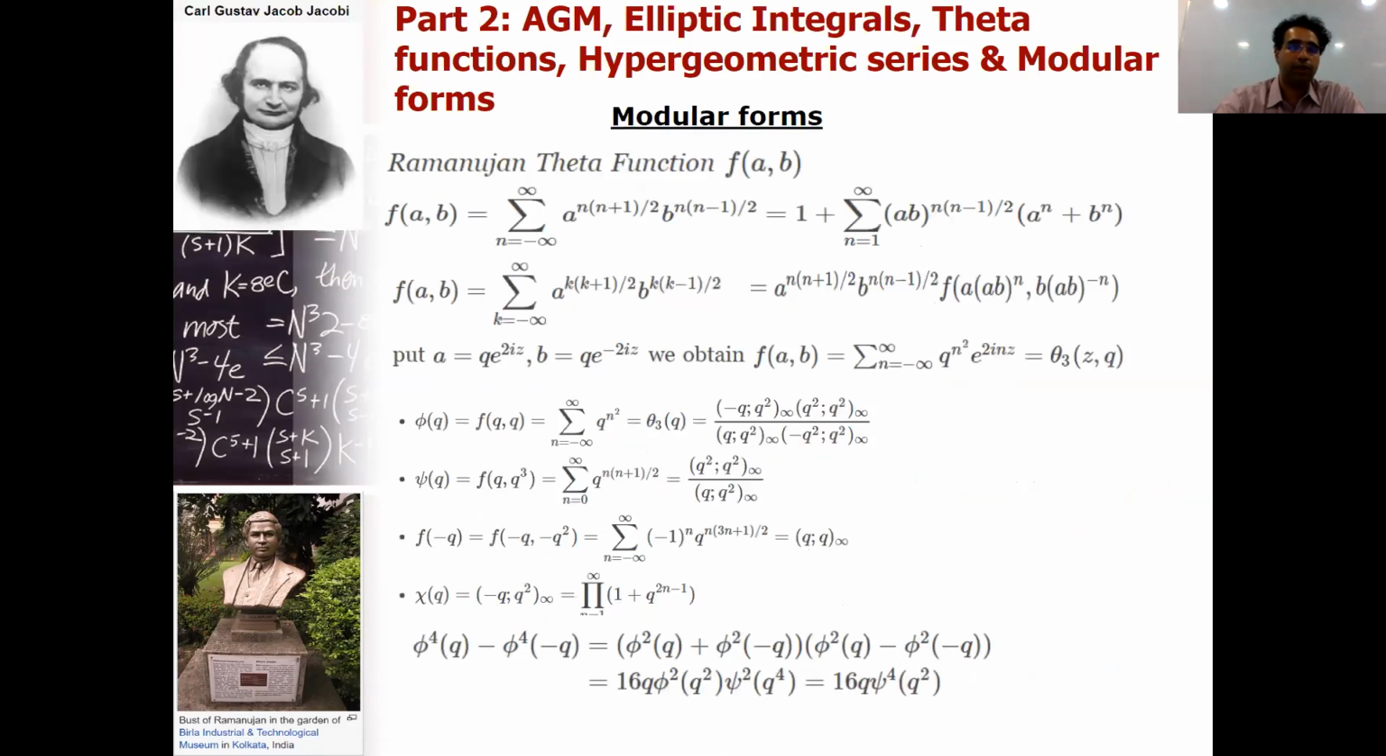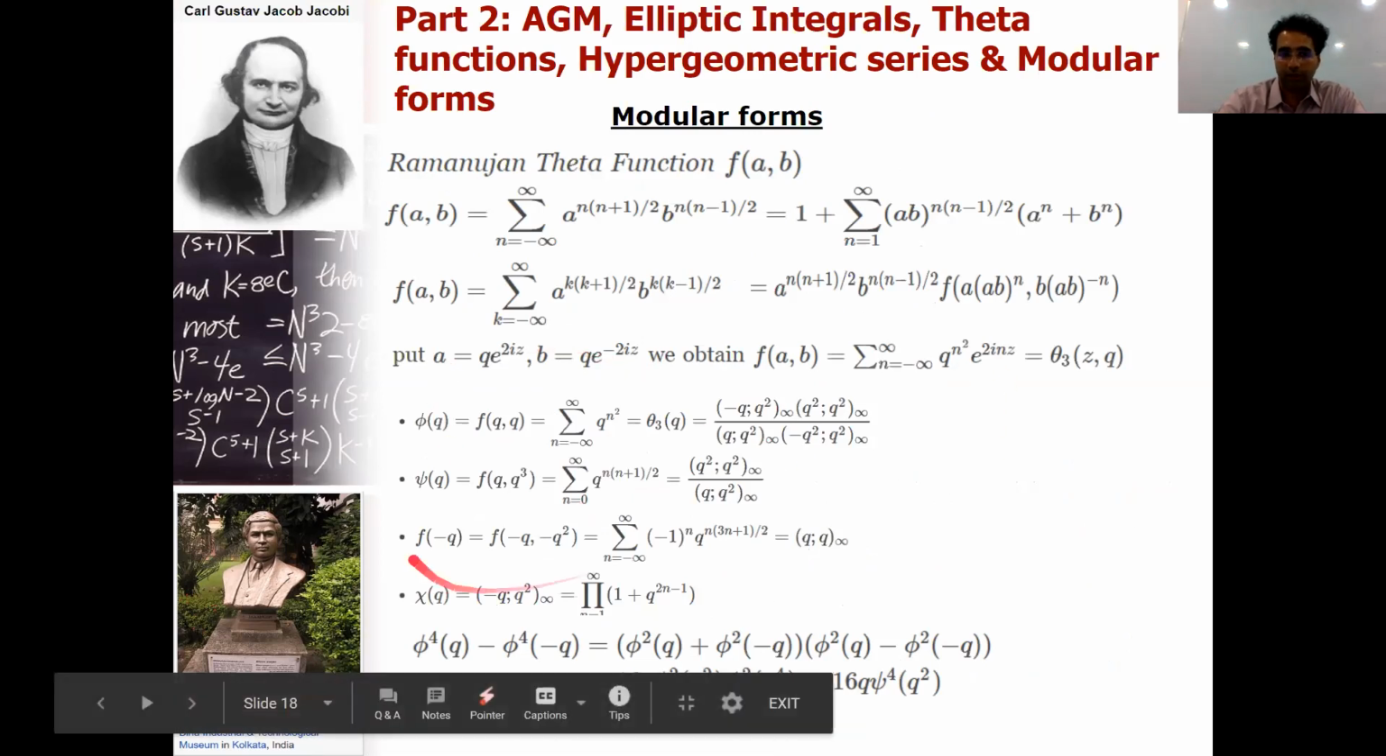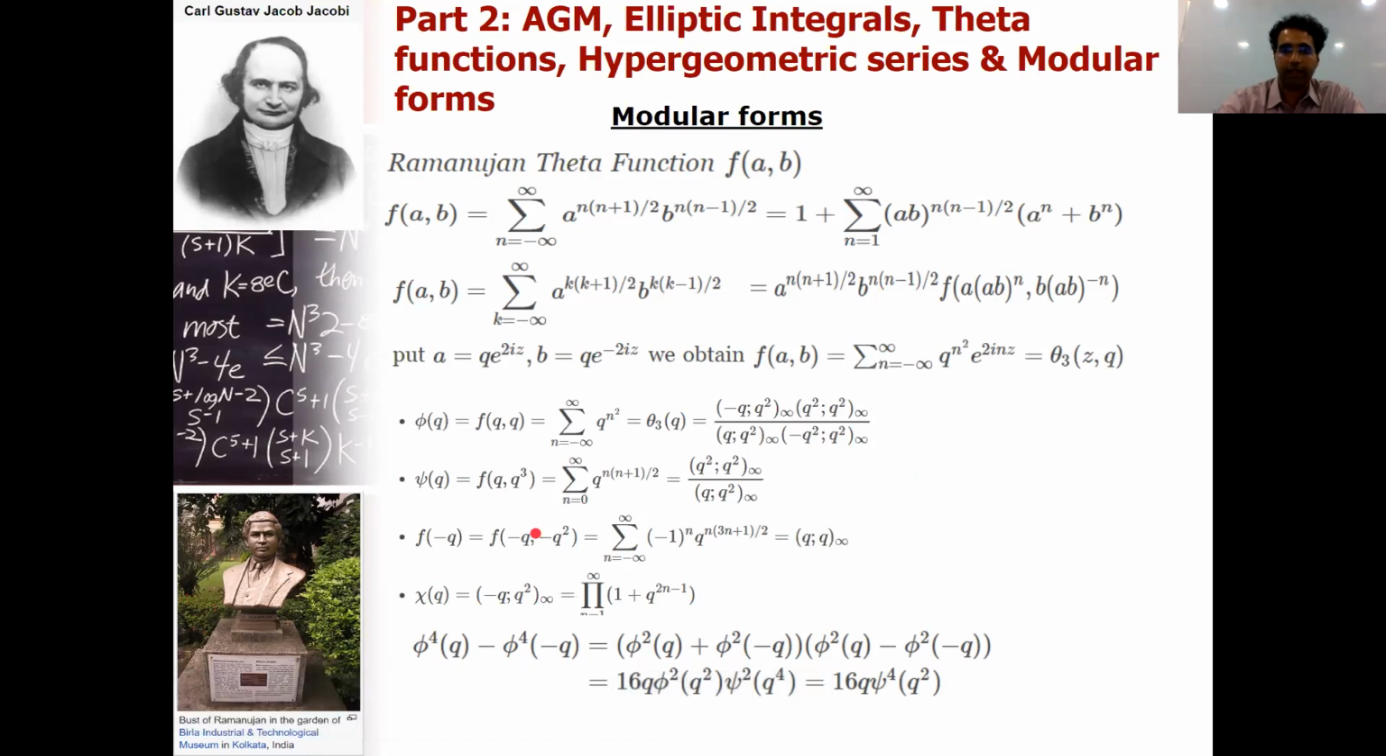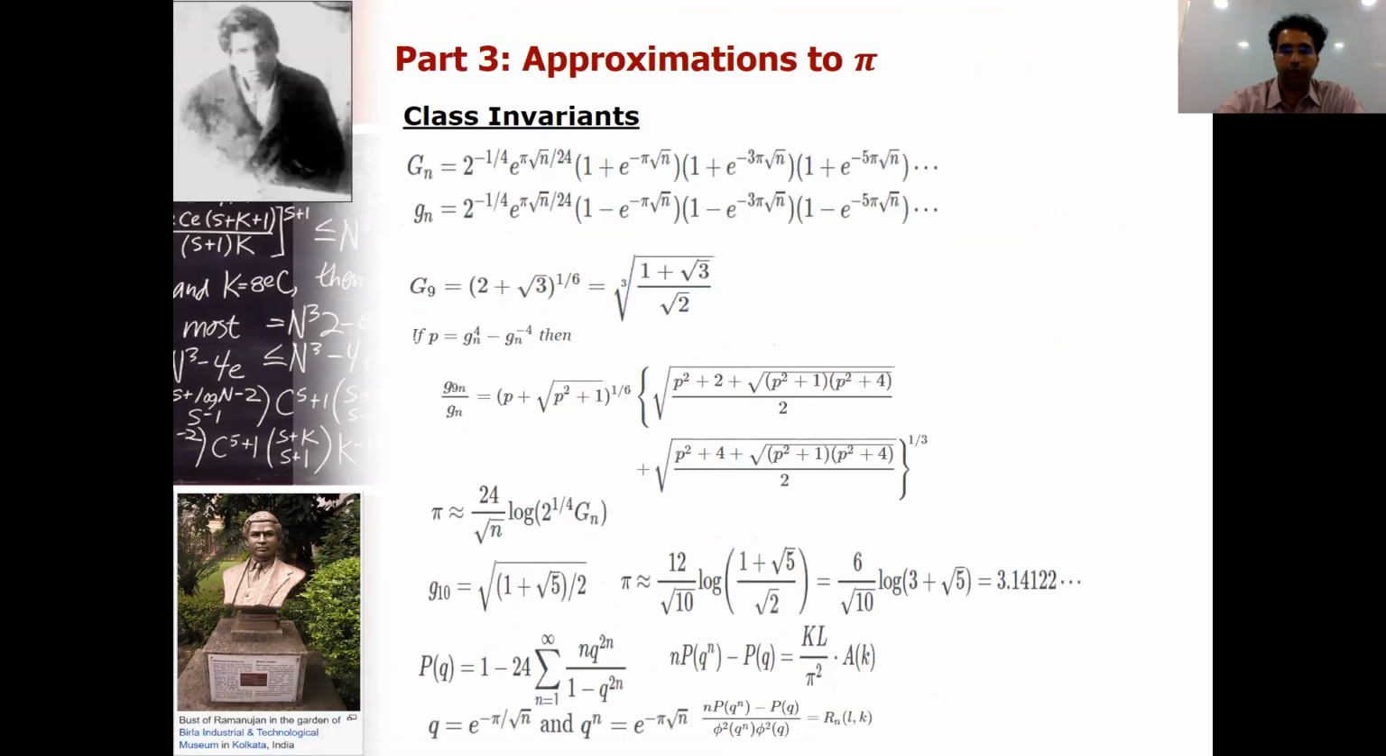And then you have the Ramanujan theta function, which Ramanujan came up with, and then you have a whole set of identities involving phi, psi, and so on. Then you take a product of certain parameters which don't change, and you call it class invariant, and then you find a relation for that. Then you plug in different values of n, and then you end up with a very good approximation to values of pi.